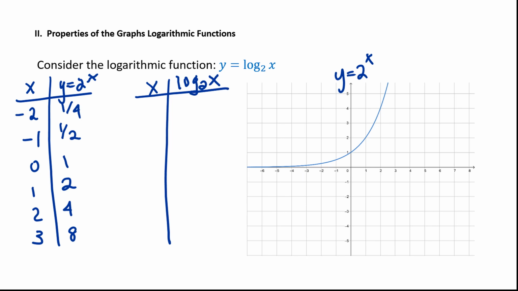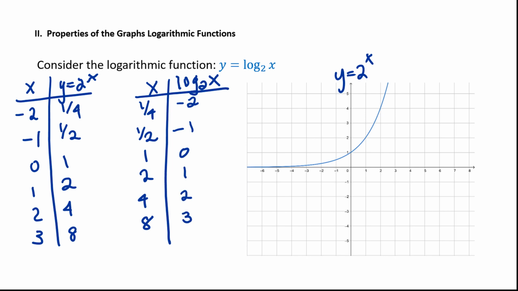That is, we'll take the column that was the function output for y equals 2 to the x and make it domain. So we'll have 1/4, 1/2, 1, 2, 4, and 8. And then for log base 2 of x, that output value will be the domain values for y equals 2 to the x. So we would have corresponding -2, -1, 0. And then for 2, we have 1. For 4, we have 2. And for 8, we have 3.